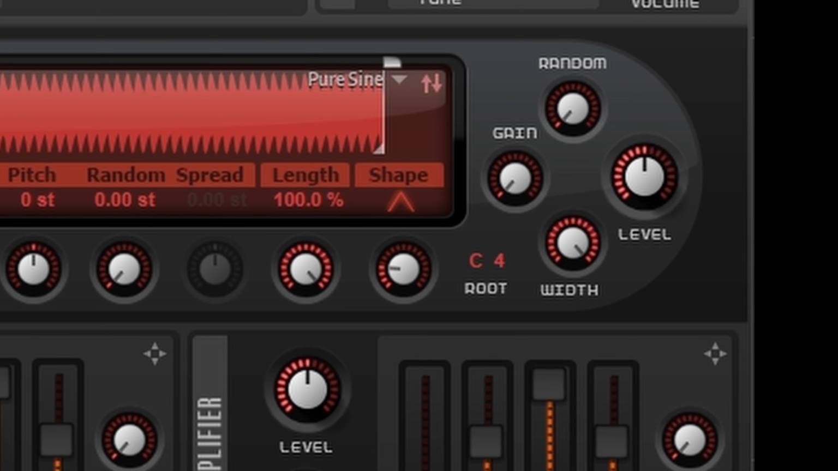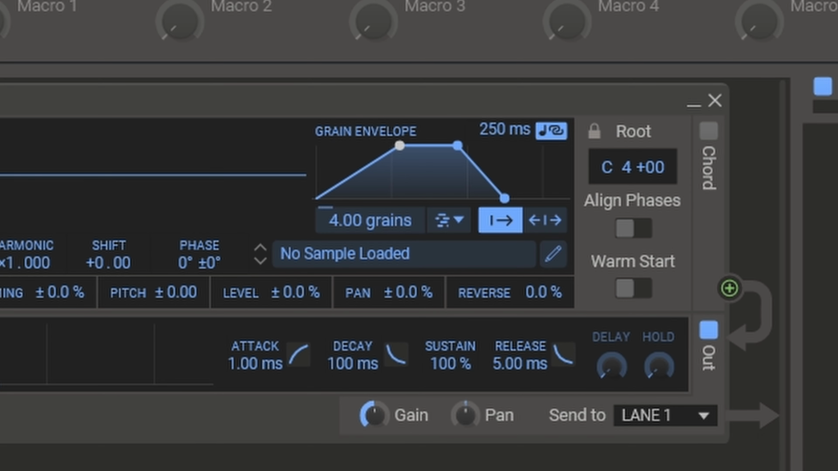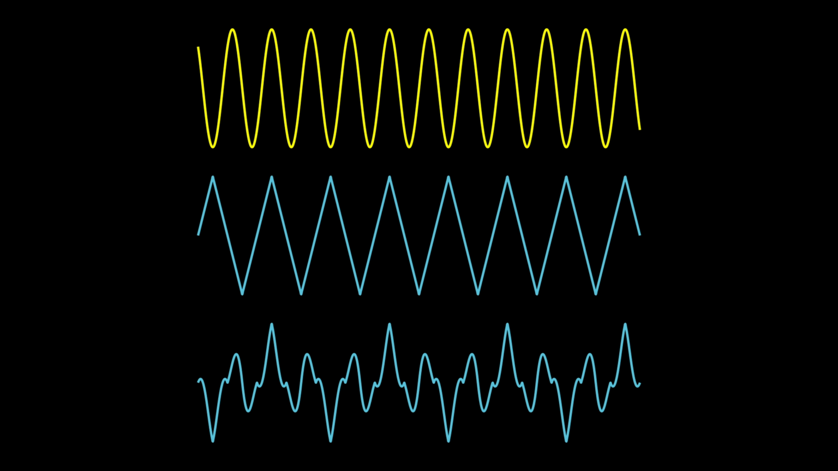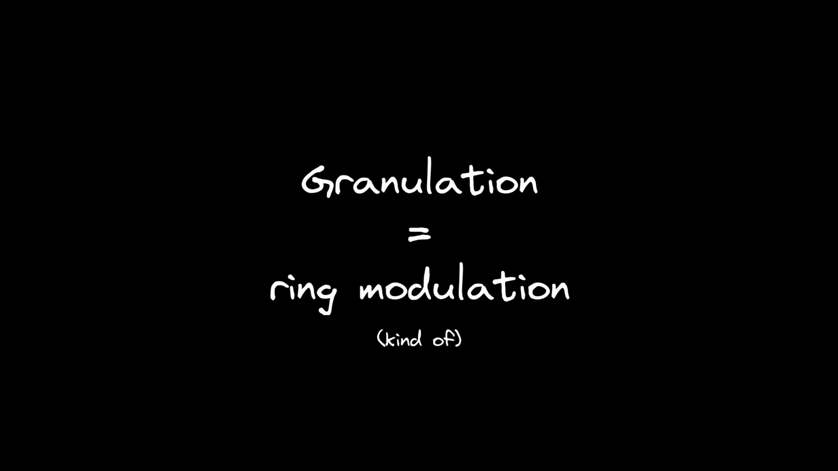And then some of these grain shapes look more like triangle waves, and the same goes for Faceplant if you draw a grain envelope that looks just like this. So again, if we zoom in on the waveform, we're essentially doing ring modulation again. But this time the modulator is a triangle wave. So for all intents and purposes, when you're doing granulation, you're applying some form of ring modulation.